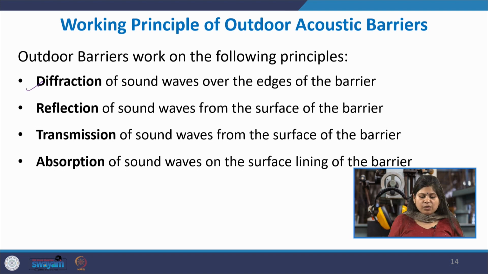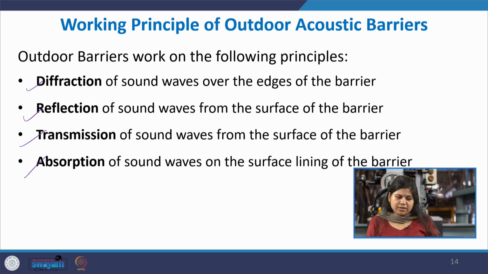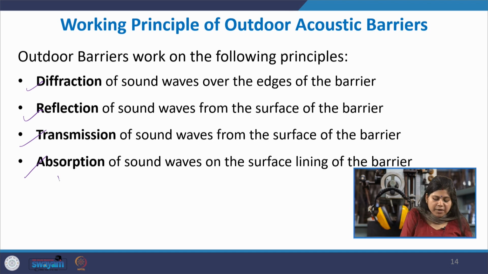First is diffraction of the sound waves that happens over the edges of the barriers, then the reflection of the sound waves from the surface of the barrier, the transmission of the sound waves through the barrier, and the absorption of the sound waves on the surface lining. So, the sound waves are hitting, they are diffracting back from the edges, they are reflecting back from the surface, and then whatever is remaining gets transmitted, and some part of it gets absorbed and dissipated, I would say, while passing through the material of the barrier.